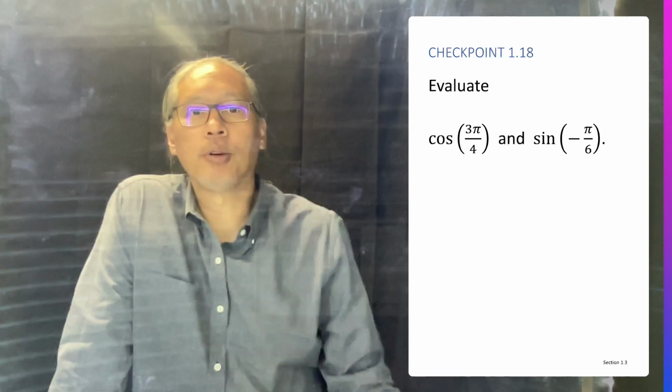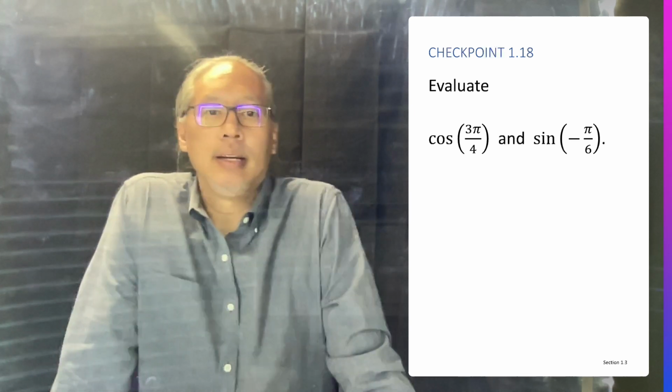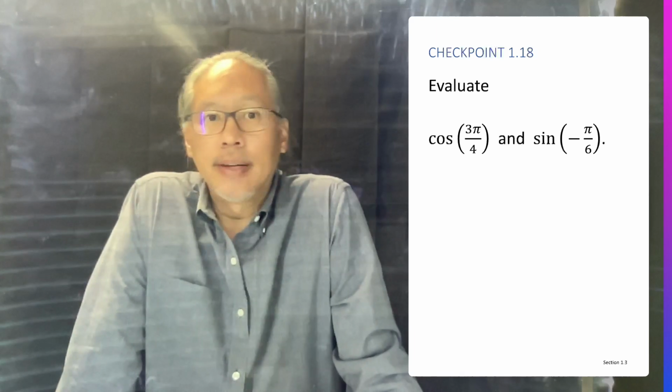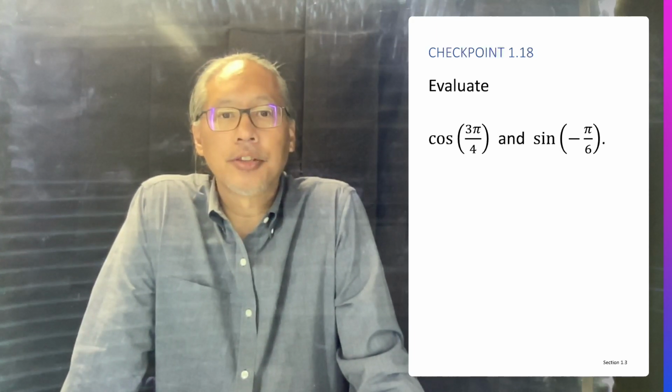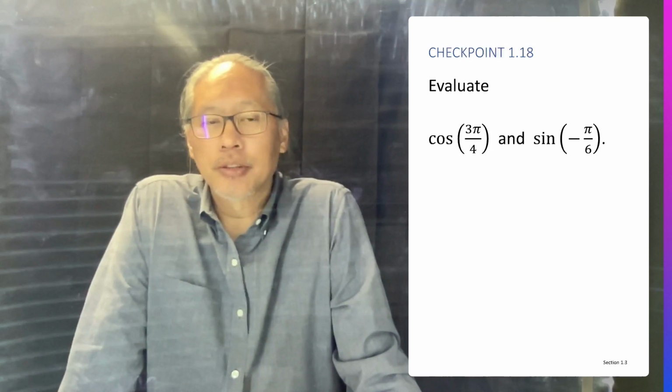Hello, we're doing checkpoint 1.18 from section 1.3. Here we're asked to evaluate a sine and a cosine function evaluated at some special value.